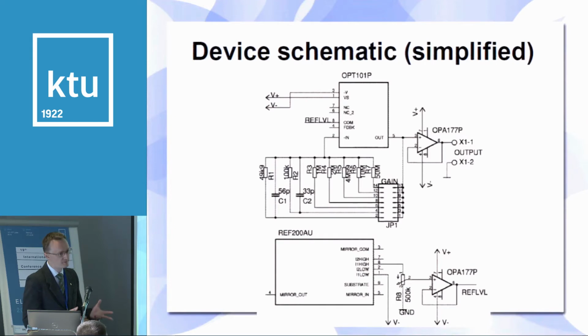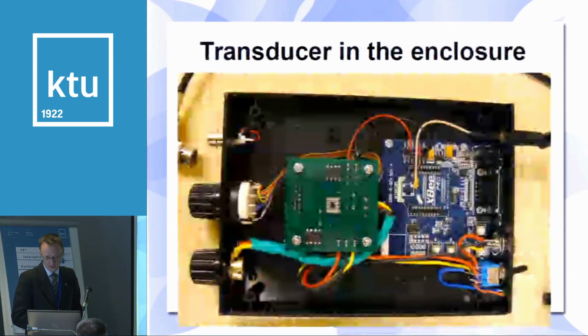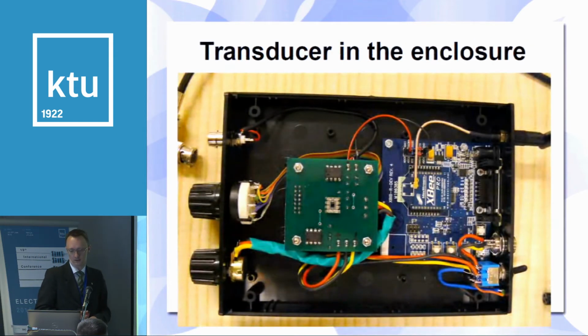I created a simple board based on the OPT101, with several resistors to change gain, and output through a unity gain amplifier, as it should be done. There is also a possibility to change the reference level. When the laser is off, we should have 0 volts at output. But there is always some ambient light, which also affects the photodiode, so there is a possibility to change this reference level. This is how it looks assembled in an open enclosure.